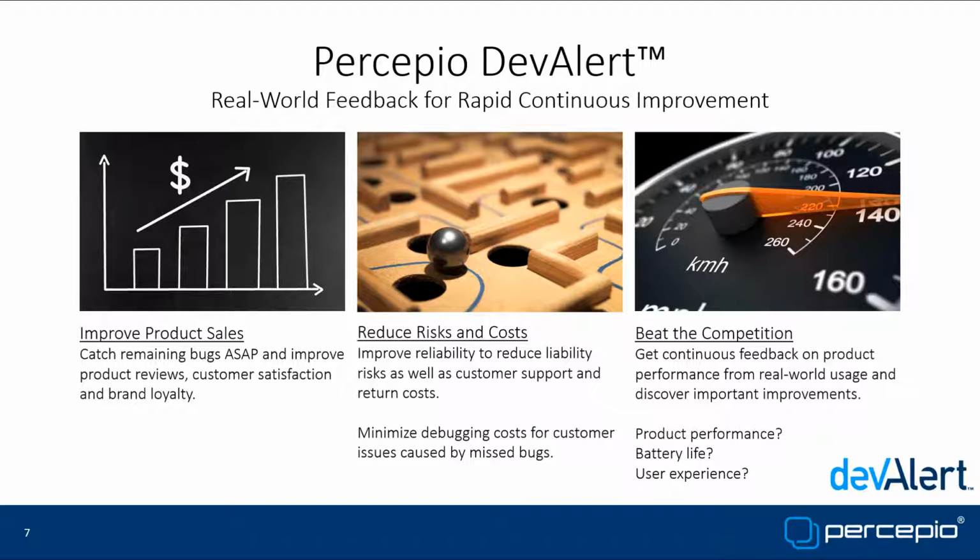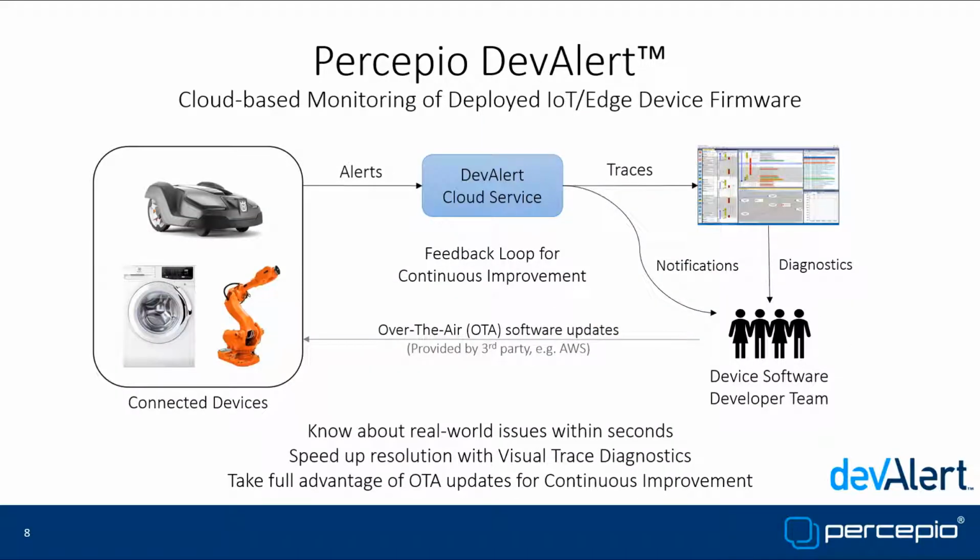DevAlert provides real-world feedback, allowing for rapid, continuous improvement of the device software. It's a cloud-based solution for IoT device monitoring, focusing on the actual software on the devices. This makes it easy for device developers to report any error, warning, or other event of interest during runtime from the devices back to the developer team. This can be used both during testing and in deployed customer operation.